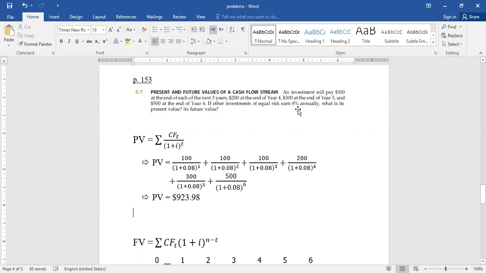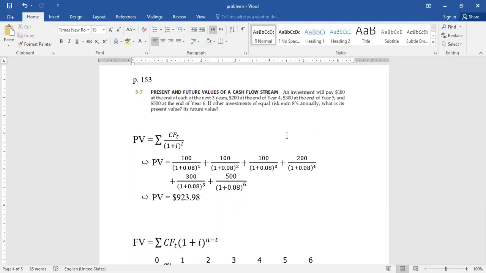The problem states, an investment will pay $100 at the end of each of the next 3 years, $200 at the end of year 4, $300 at the end of year 5, and $500 at the end of year 6. If other investments of equal risk earn 8% annually, what is its present value? That is part A. And what is its future value? Part B of the question. So we'll start with part A.